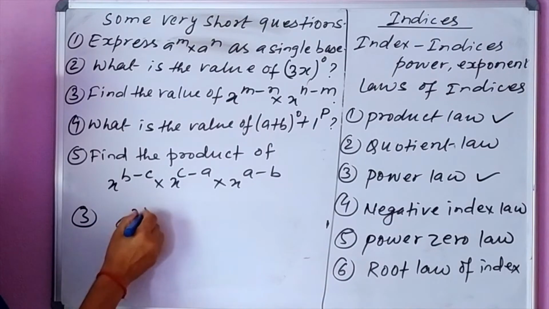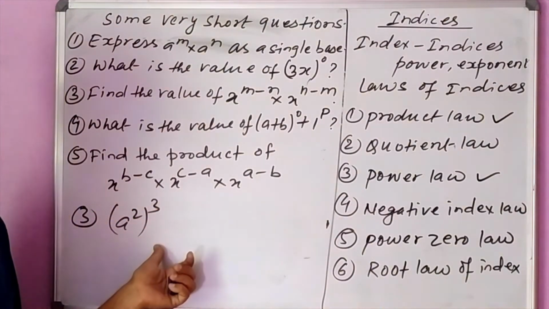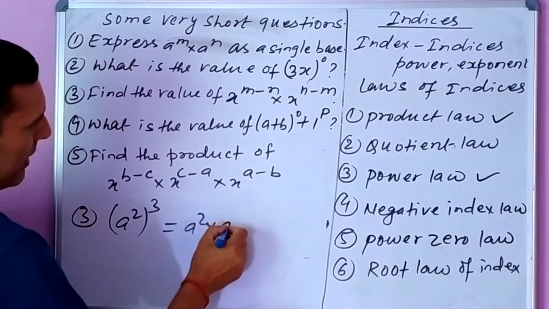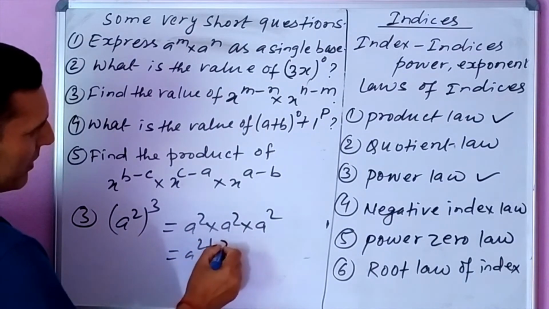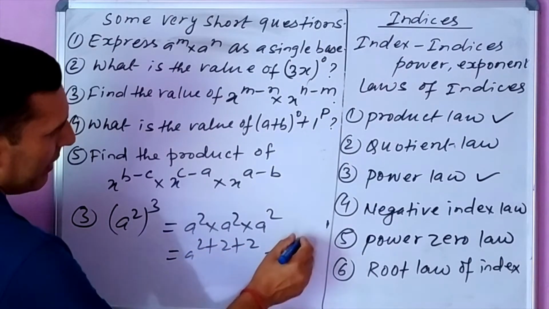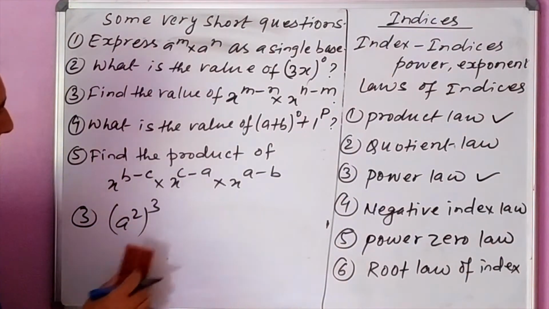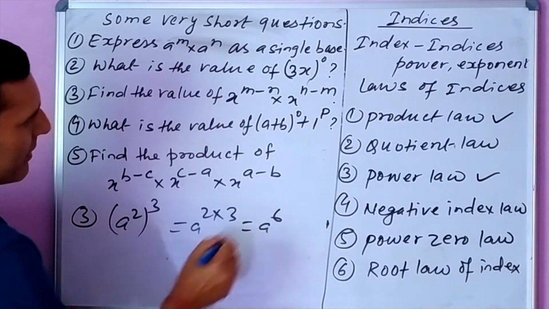Now we have number 3, the power law. If we have a square to the power 3, we have a double power of a here. So in this case it is a square into a square into a square. So it is a to the power 2 plus 2 plus 2. We can write a to the power 6. Or directly you can multiply the powers, a to the power 2 into 3. You get a to the power 6.